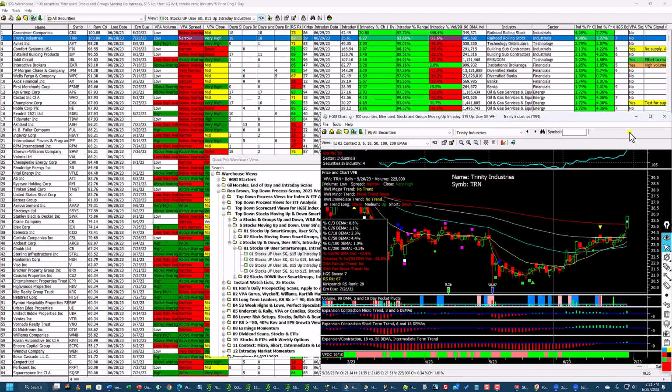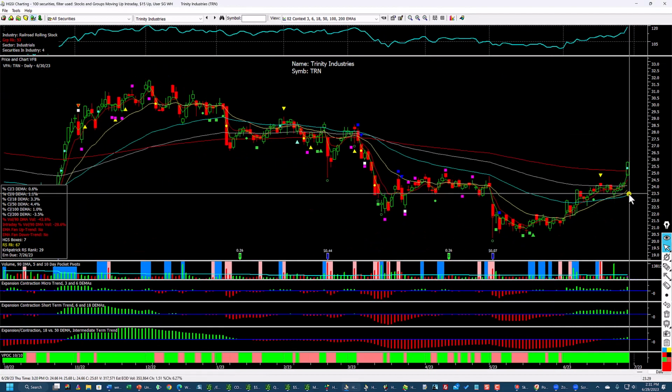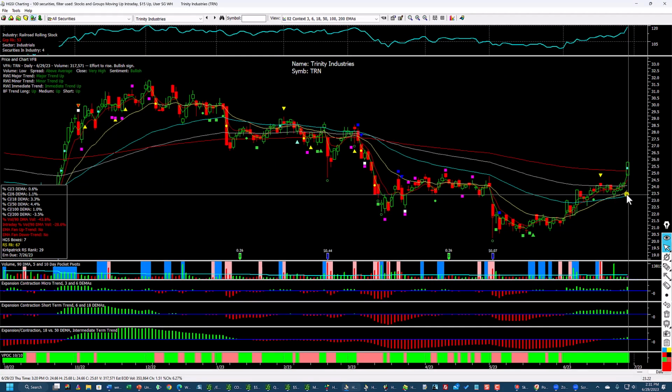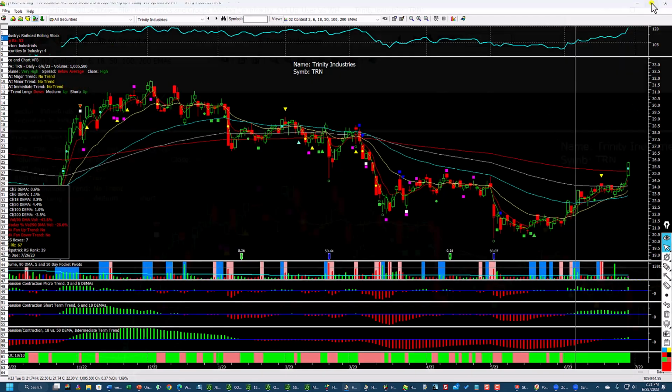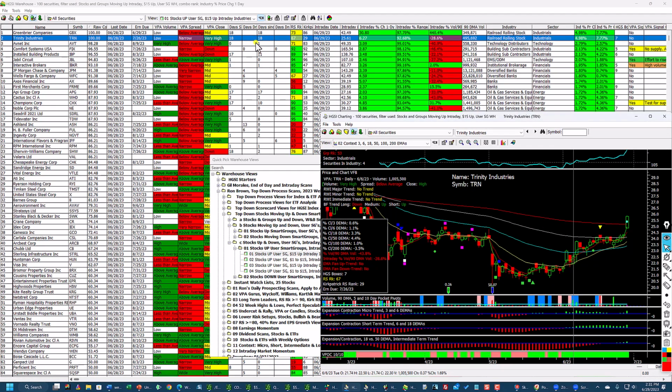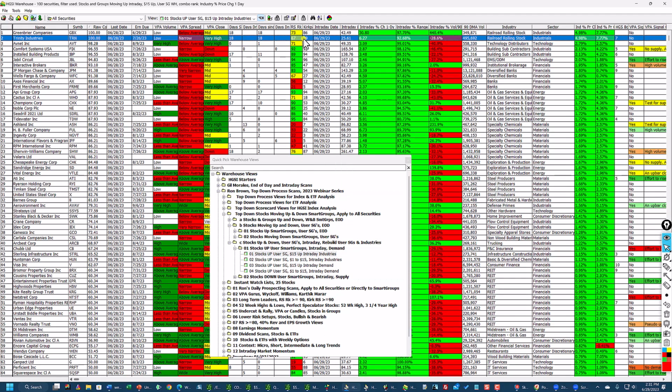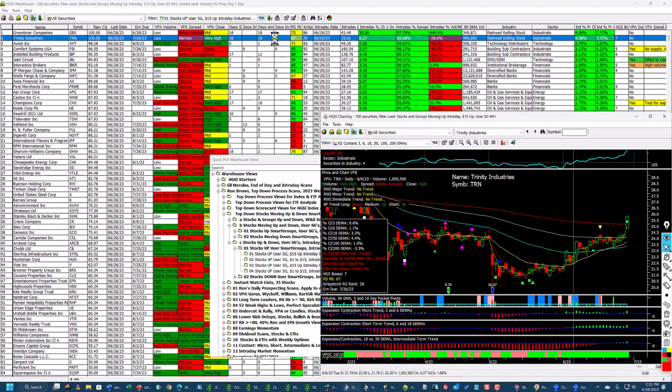Now, here's Trinity, another railroad stock, and it's probably trading up in sympathy with the prior stock. Now, where did it? Let's just go back here. This one also crossed over on the same date, 18 and 18. Relative strength isn't nearly as good, but it's moving. And here's the fan. Fan's still in a downtrend, but the 3 crossed over the 6 clear back here.